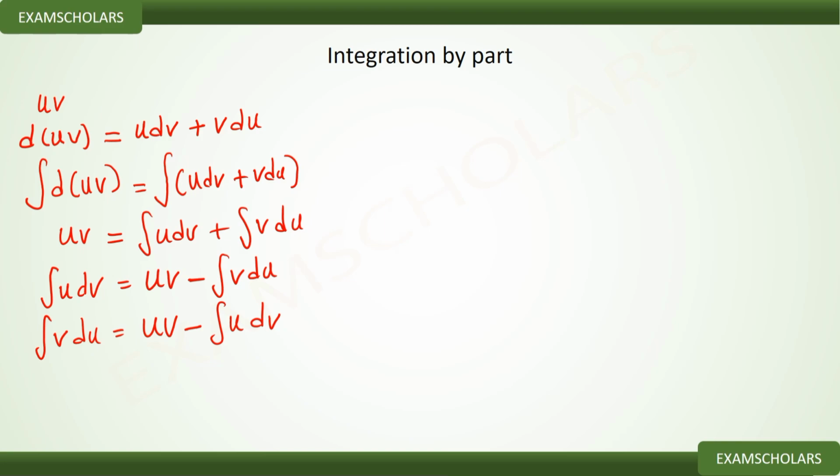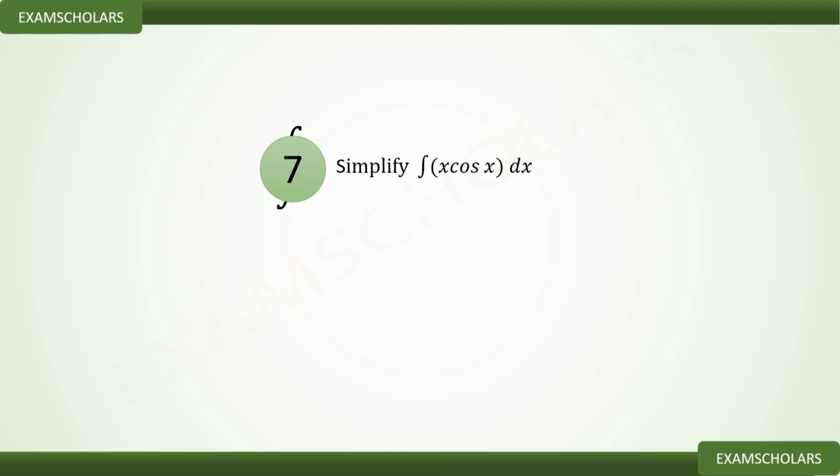Now let's see how to apply this to solve a question. Look at this expression very well. We are asked to simplify the integral of x cos x. Now let's come over to this side. You have x, which is a polynomial function, a linear function. You have cos x, a trigonometric function. x is multiplying cos x.